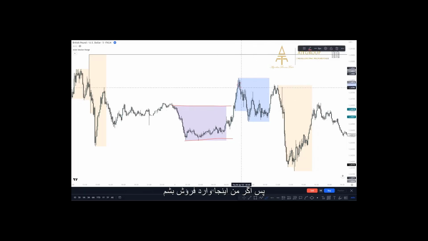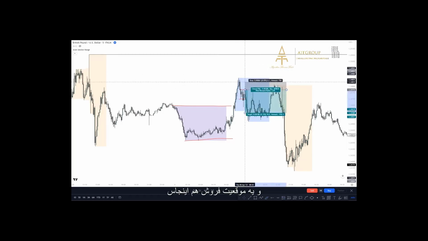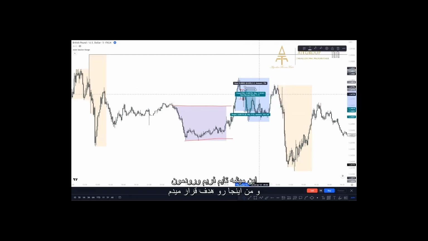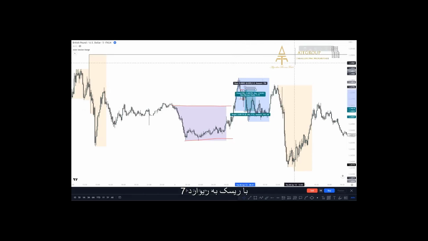So if I get into sells right here, I can see that there is clean fake BOS, inducement, there is sell right here. On lower time frame this would be clean, so I'll be targeting this for like 7 risk reward, and yeah, that's it.